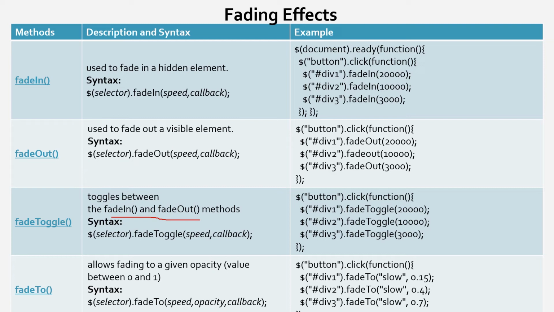Now we'll come to fadeTo. Here we are using a positive value between 0 and 1. That value refers to the transparency of the display, and based on that value it will be displayed. Different values are mentioned in this example. Okay, this is about the fading effect.